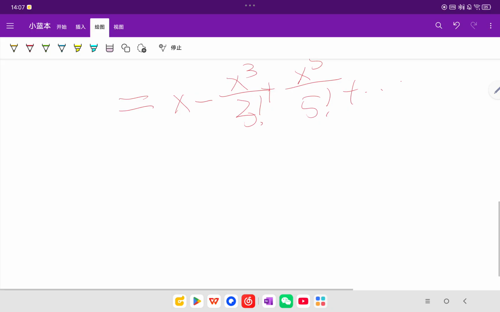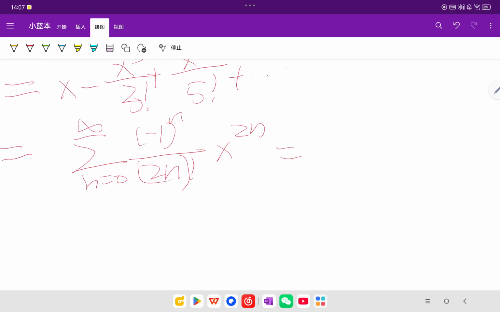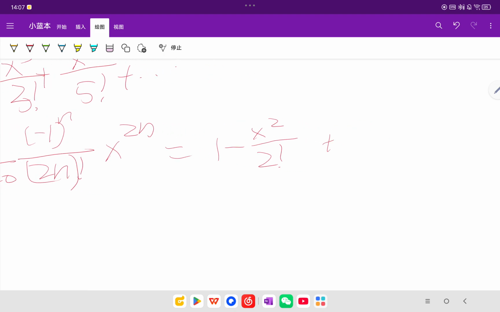And cos x equals the sum from n equals 0 to infinity of negative 1 to the nth power divided by (2n) factorial times x to the 2n power. Let's list a few terms: 1 minus x to the second power divided by 2 factorial plus x to the fourth power divided by 4 factorial, and so on.